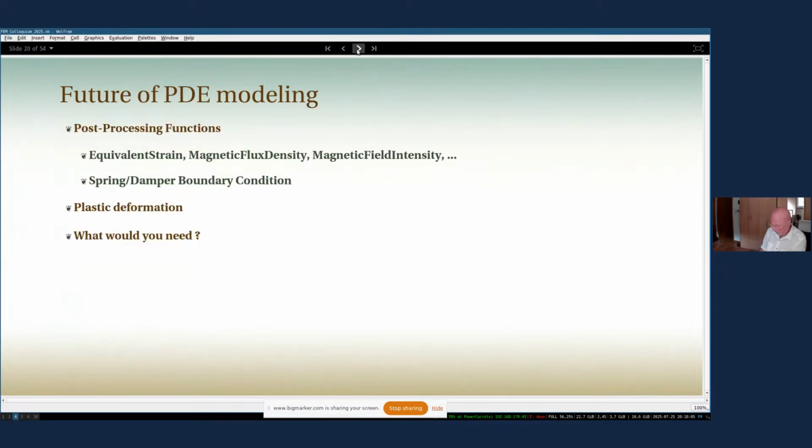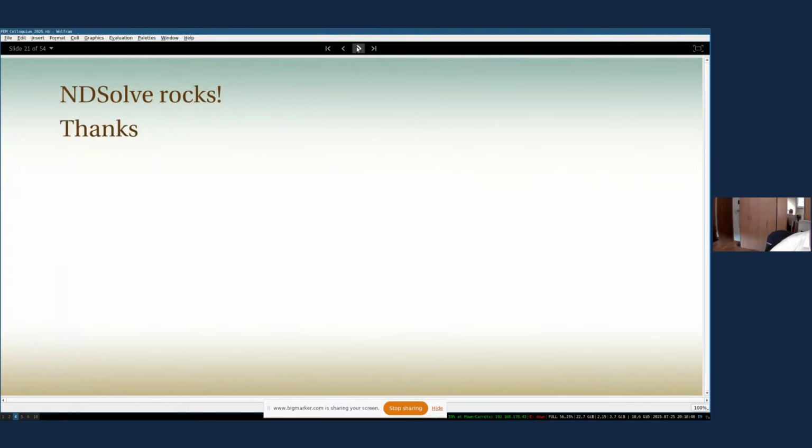Okay, so just a few seconds about the future of PDE modeling. We're going to spend more time on making post-processing functions, equivalent strain, magnetic flux density, magnetic field intensity, fluid viscosity, things like that to recover from solutions. We're planning spring and damper boundary conditions. We're working in solid mechanics on plastic deformation. And if you have something specific that you want to see, contact me. That's no problem. We'll see if we can fit it into the development schedule.